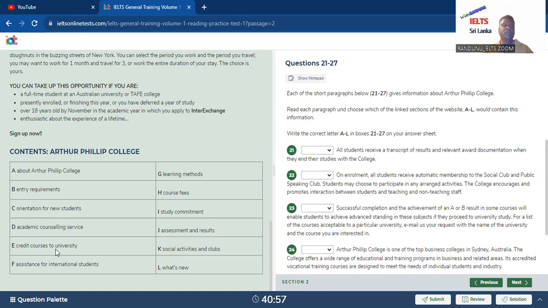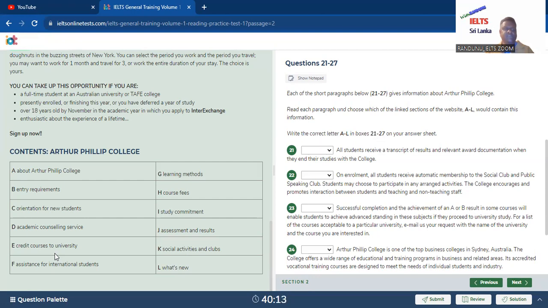E, credit cost to university. That means when you get good results from your courses, you can get more advanced courses, credit courses, right? Say, for example, I think still in University of Moratuwa, based on first year results, you can go for credit courses, whether it's software engineering, whether it's electrical engineering, like that. It's based on your results of first year, or on your results of advanced level or whatever. Based on that, they are providing you credit courses, right?